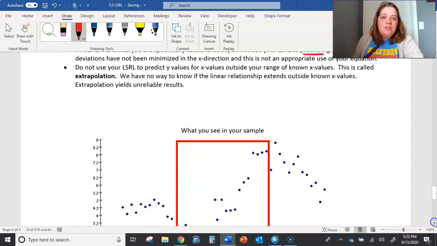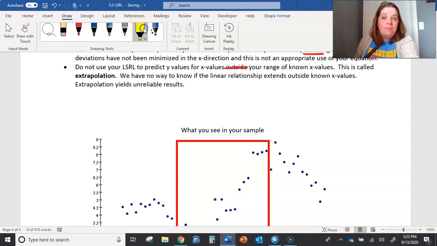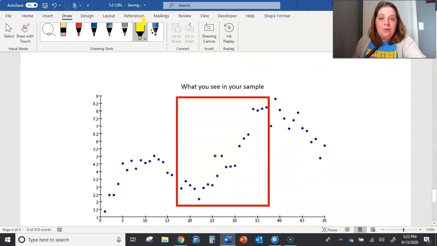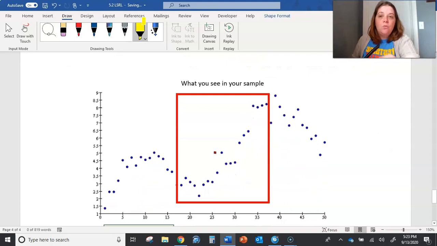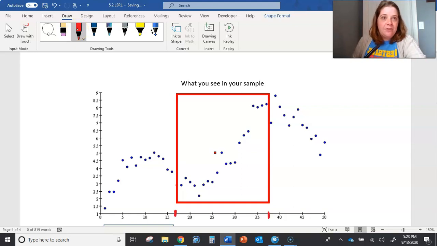And then you also need to be really careful about predicting for Y values that are outside your range of known X values. This is called extrapolation. All right, so these are outside your range of known X values. This is called extrapolation. So here's the problem. I've got this data, and let's imagine what we see in the sample is this little section, from like 17 up to 37 or something like that.